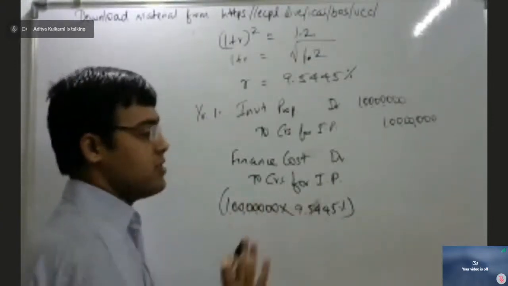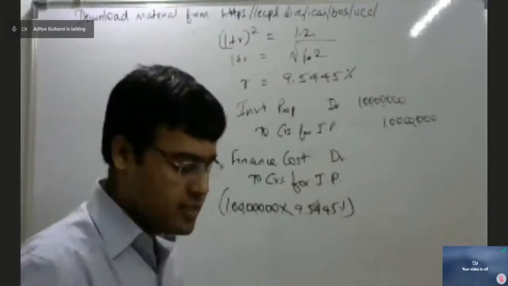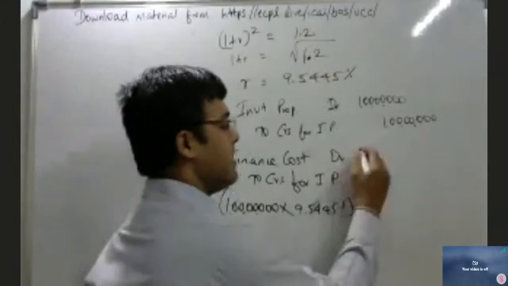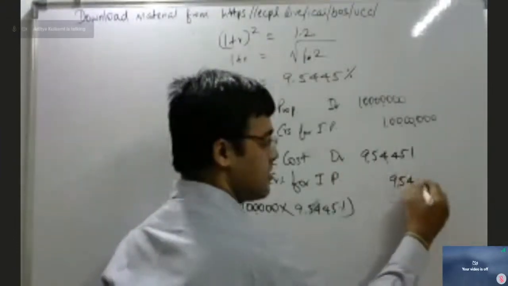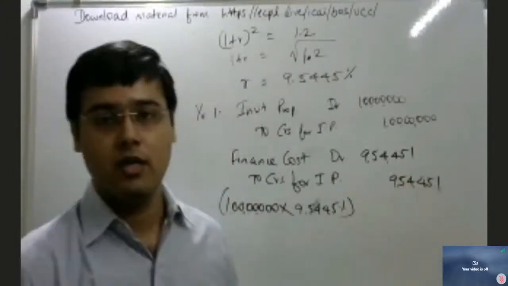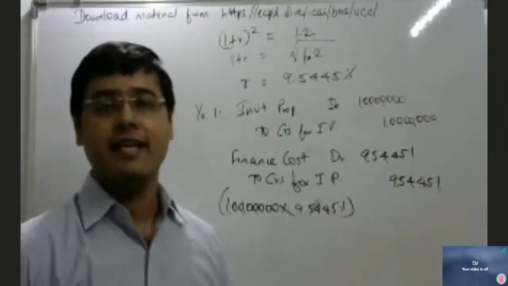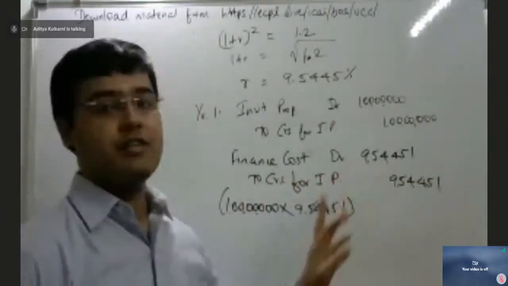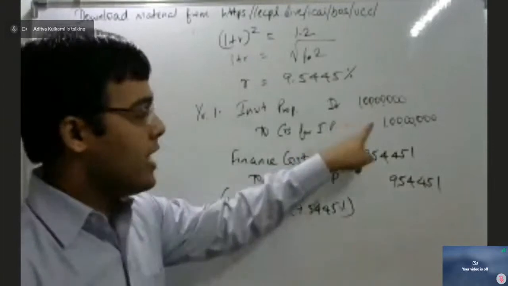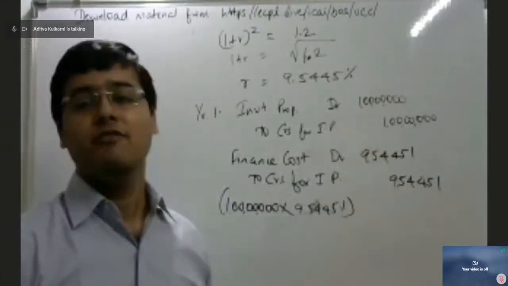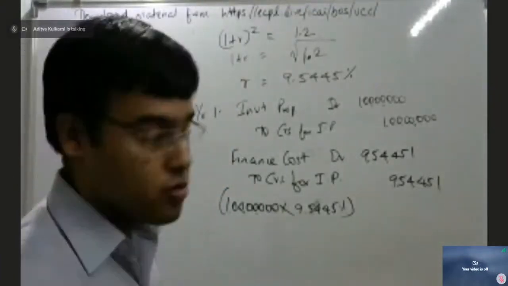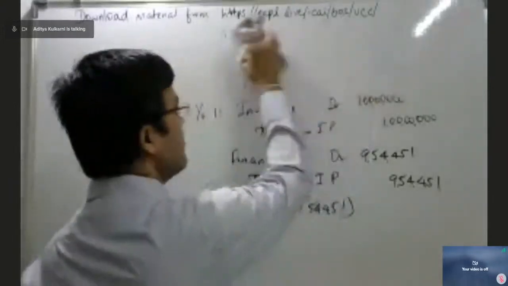Okay. So 1 crore into 9.5445. The first year finance cost will be 9,54,451. Year 1, I will recognize a finance cost of 9,54,451. Now my total creditors balance will be 1,09,04,451. So now let us come to year 2 on top so that you will be able to see it clearly.